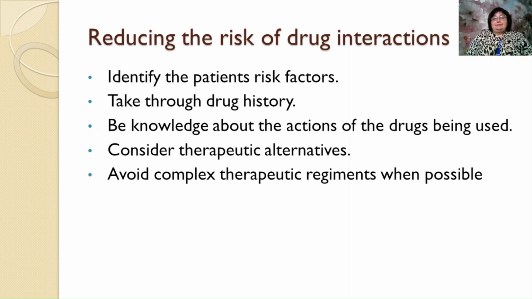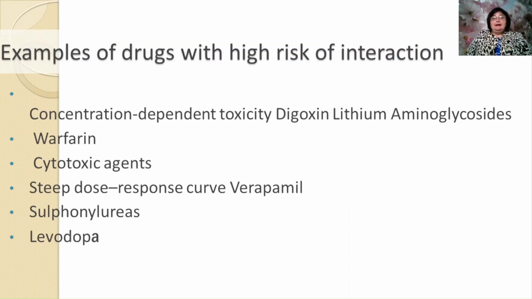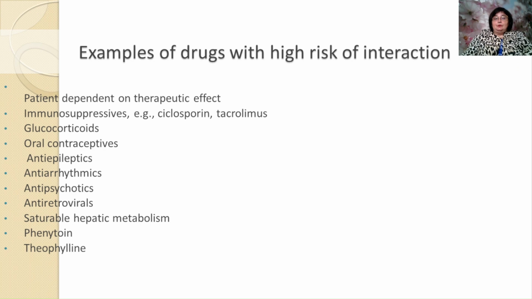Reducing the risk of drug interaction: identify the patient risk factors, take a thorough drug history, have good knowledge about the action of the drugs being used, consider therapeutic alternatives, avoid complex therapeutic regimens when possible. Examples of drugs with high risk of interaction: concentration-dependent toxicity: digoxin, lithium, aminoglycosides, warfarin, cytotoxic agents; steep dose response curve: verapamil, sulfonylureas, and levodopa.